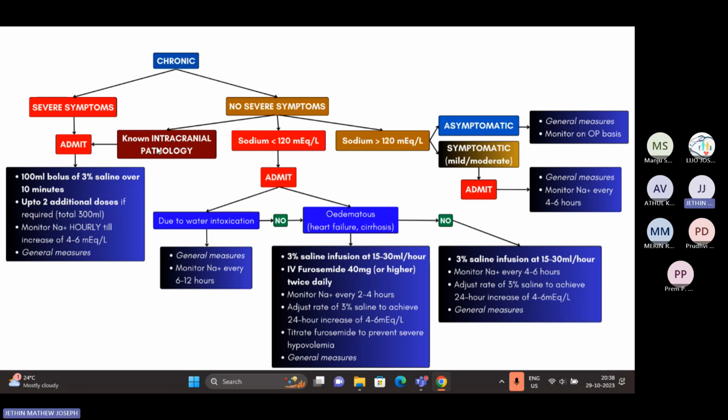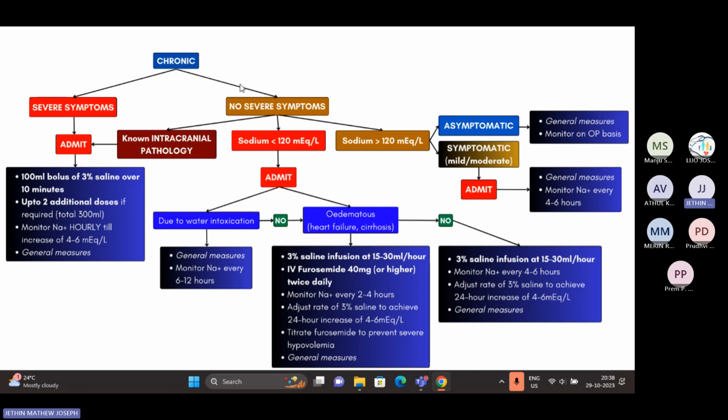If the patient has chronic hyponatremia with no severe symptoms, say the patient has a known intracranial pathology, then there is an increased risk of herniation because with a minimal amount of swelling itself, the space in the brain will decrease and herniation can happen. So it's better to admit these patients also, and management will follow the same protocol as before, 100 ml bolus of 3% saline over 10 minutes.